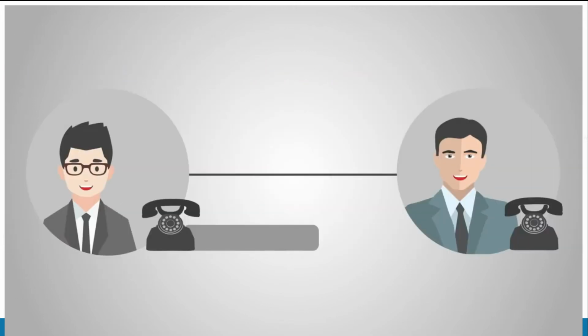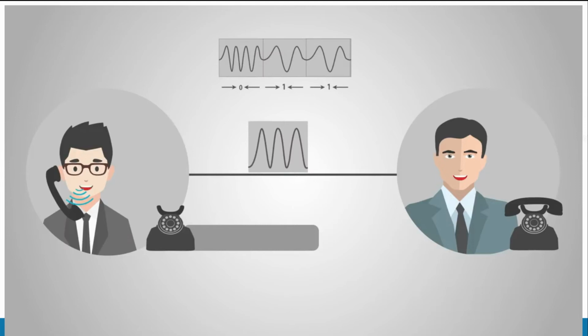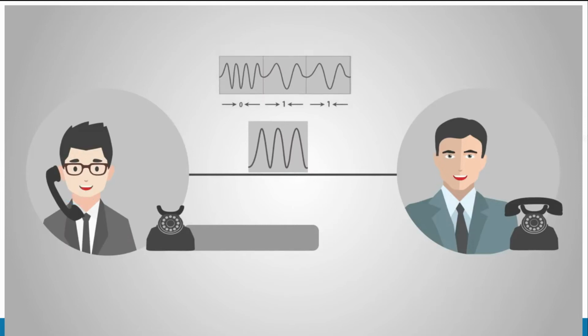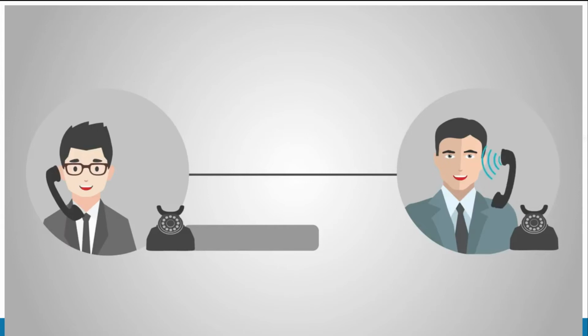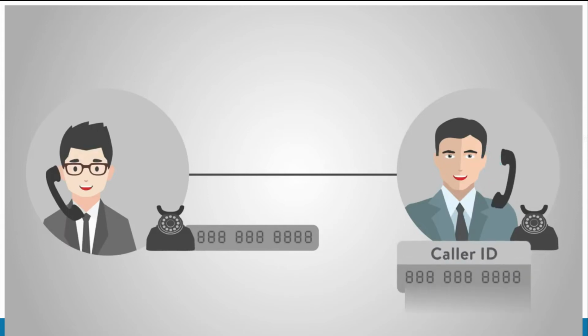Here's the kicker. If we superimpose a Bell 202 signal on top of a standard analog telephone line signal, we gain the ability to send digital data and analog data at the same time on the same pair of wires. This was used to transmit the caller's telephone number along with the voice call. This feature is well known as caller ID.